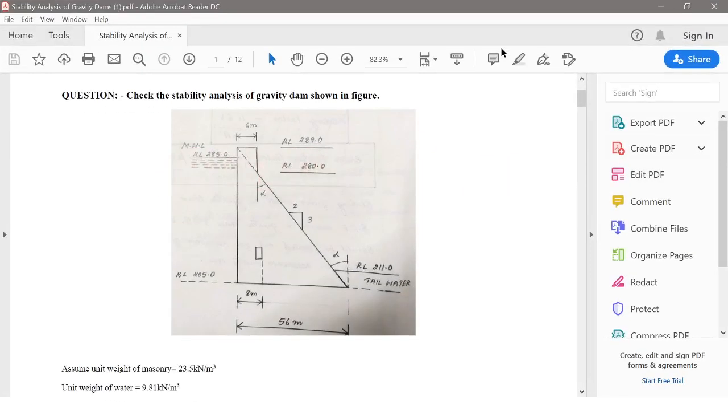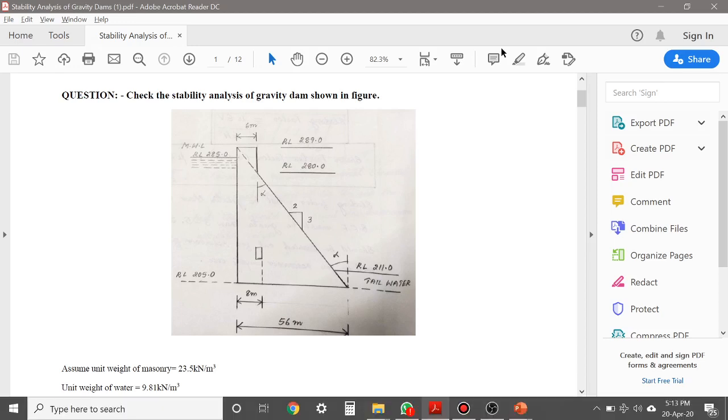To start with the stability analysis of gravity dams, let's take the example by doing a problem. Already the PDF format of this problem is shared with you. While I am explaining the entire concept of the problem, it is advised you sit with a workbook and a calculator to do the problem simultaneously along with my lecture. So let's start with the problem.